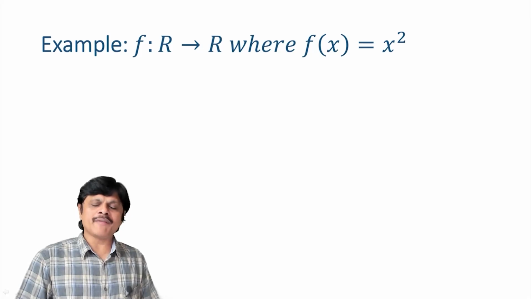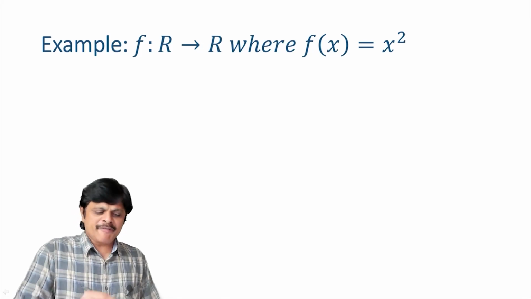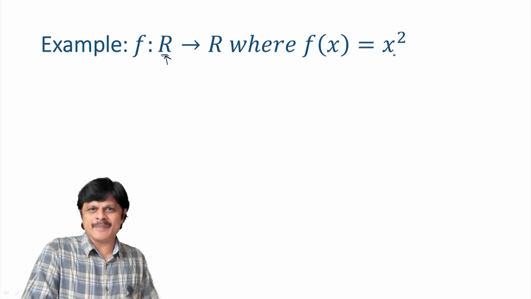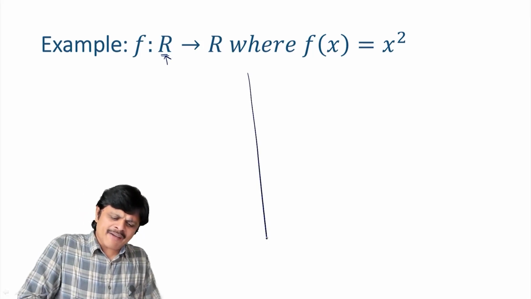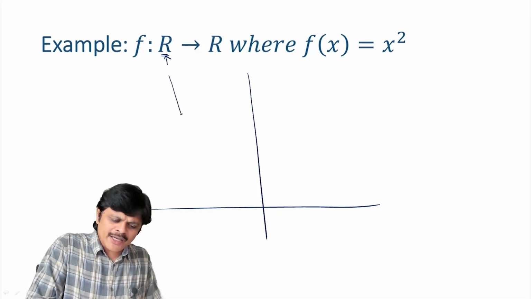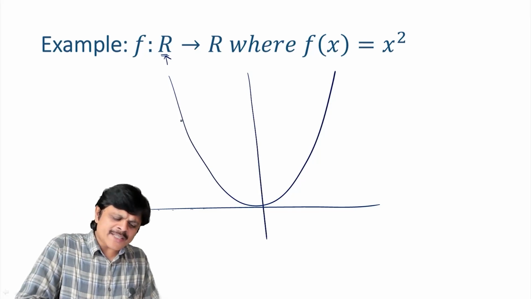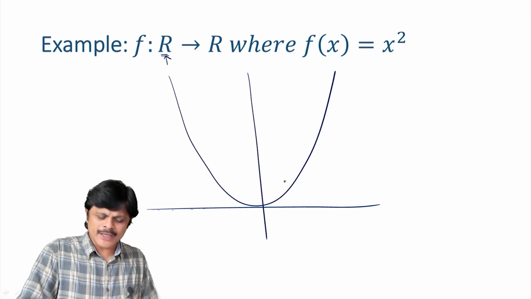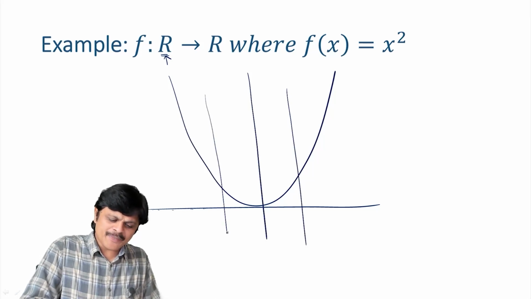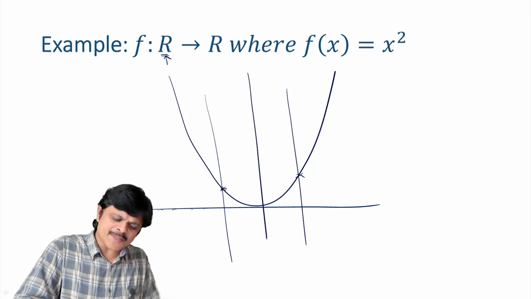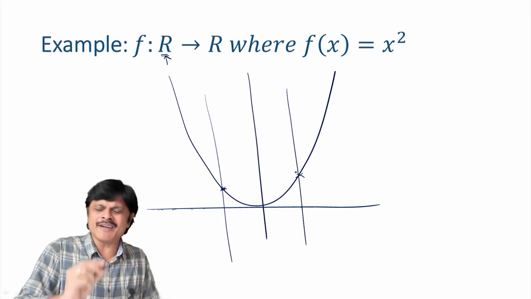Now look at this example. f is a mapping from R to R where f(x) is equal to x square. First of all, whether it is a function or not. Function means for every value of x in the domain, we are able to find an image. We know this is the graph y equal to x square. If you plot the graph, you get this parabolic graph. You take any x value, correspondingly I can get a functional value. If you drop a vertical line anywhere, it will cut the graph only at one point. So obviously it is a function. For every x value, I got a corresponding y value.